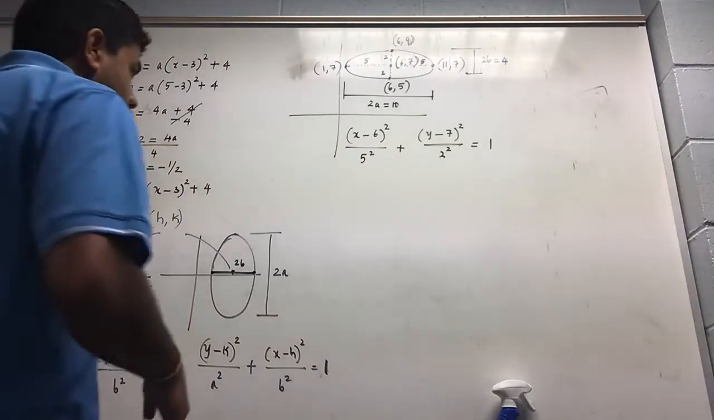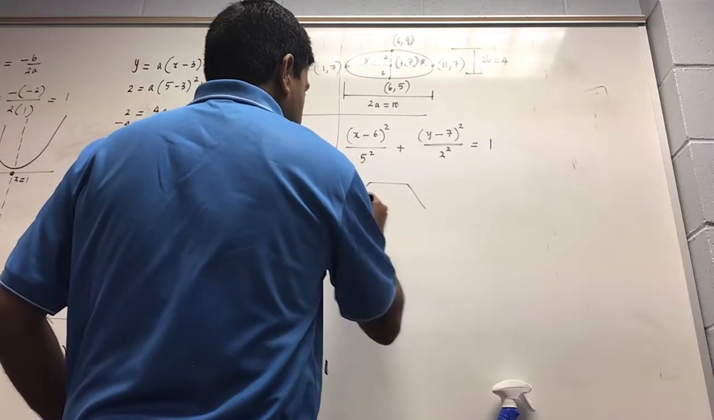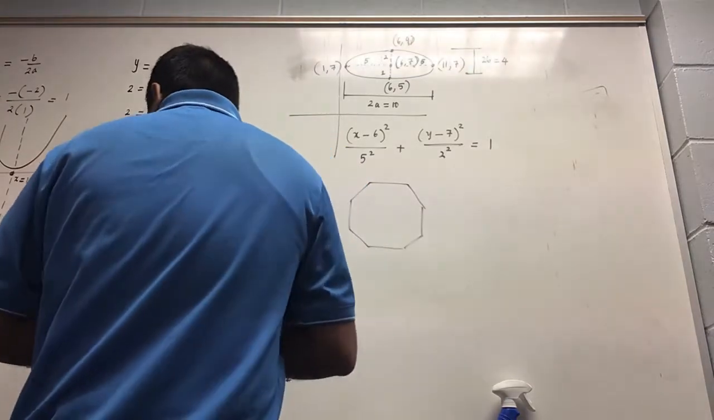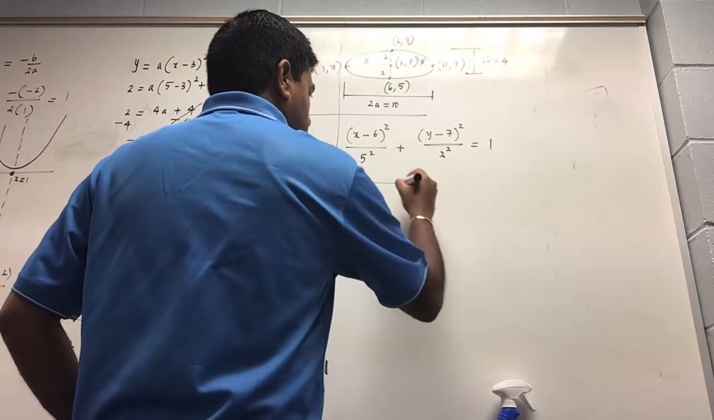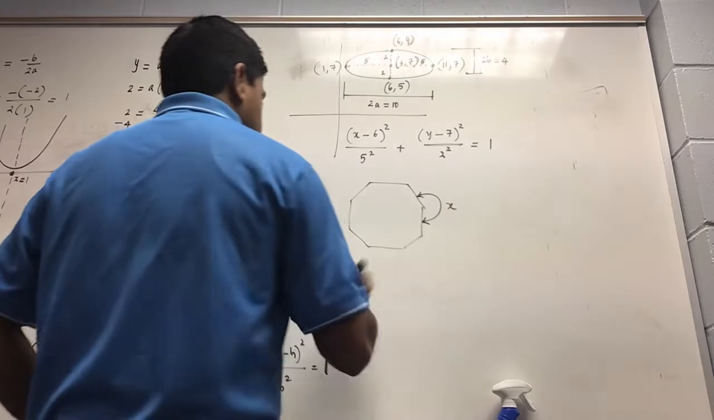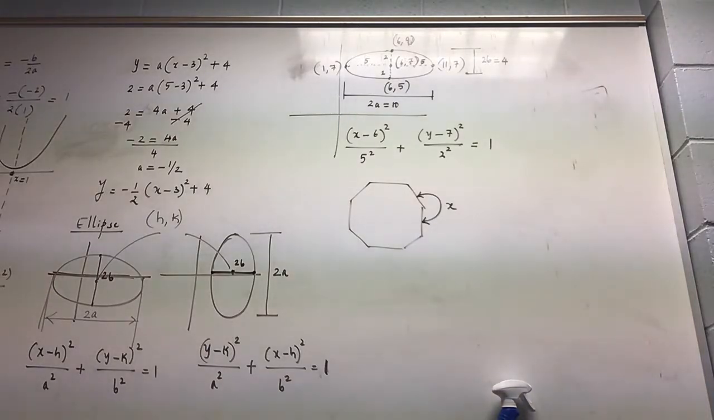Try the next problem here. The question is find x in degrees. That's the only question. This is a regular convex octagon. And the question here is find the angle x in degrees. I expect you guys to get it. You're in advanced level. No pressure.